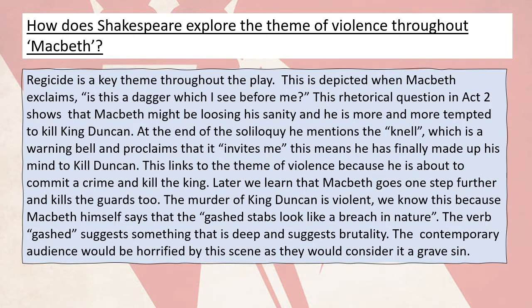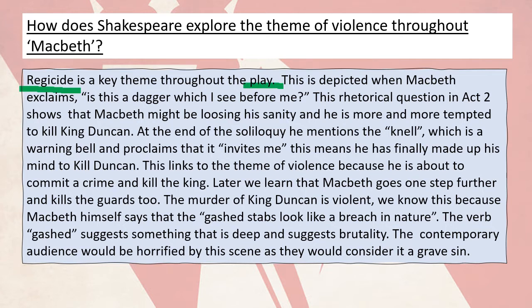Okay, regicide is a key theme throughout the play. Wonderful, great start. Really clear. Regicide being the act of killing a king, so already we've got some strong subject terminology, some strong links to context as well. So this person is very clear about what they're talking about, and they're referring to the play as a play. It is not a book, so that's good.